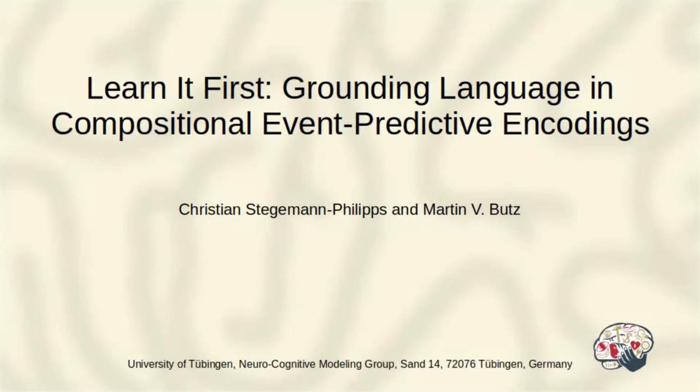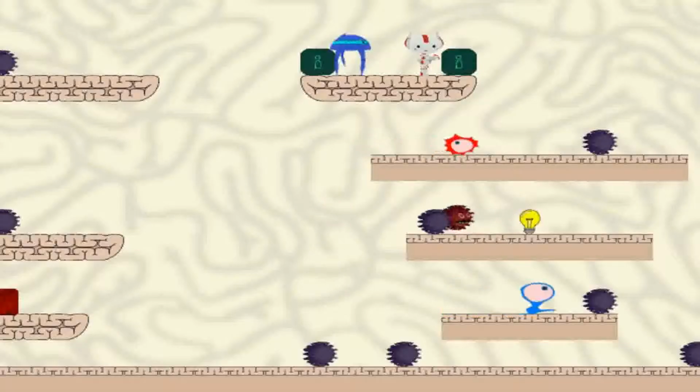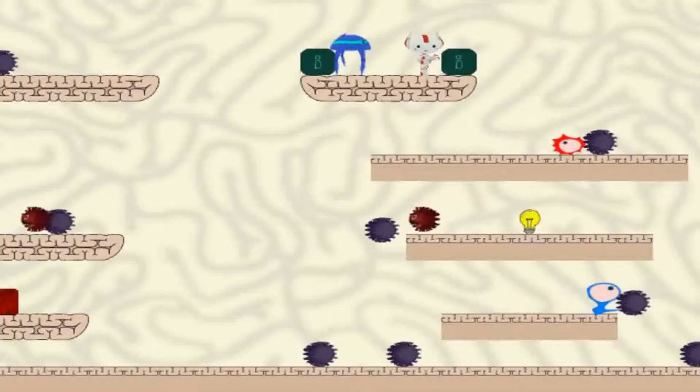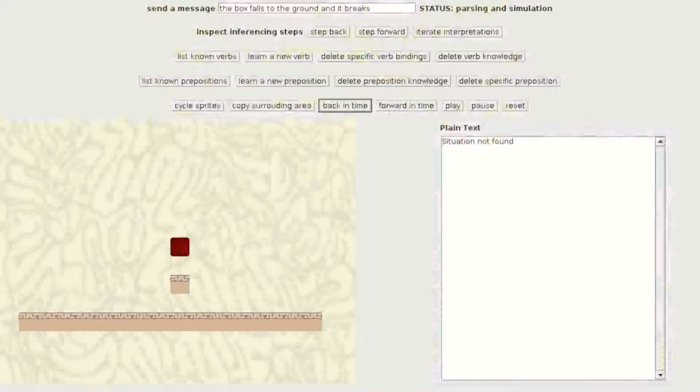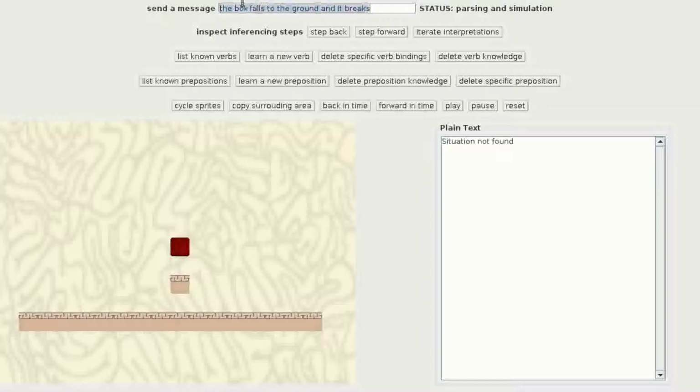Hi, I'm Chris. I will introduce our cognitive architecture, LEARNA. So LEARNA perceives its environment and tries to build encodings of that environment, and then uses those encodings to understand the meaning of natural language sentences in a compositional manner.